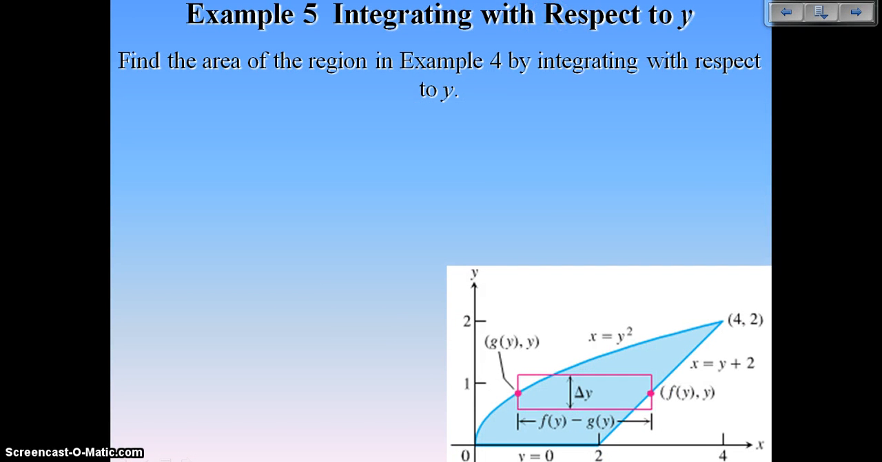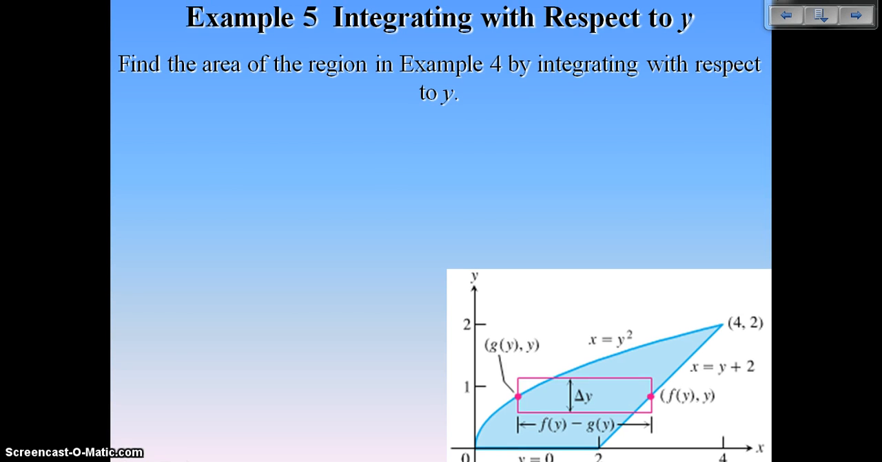Alright, let's go back and let's rework that last problem. This time, integrating with respect to y instead of x. Now, when we're doing it this way, we're not looking at up and down on the box, we're looking left to right. And then if you look, the leftmost function is always radical x. The rightmost function is always the x minus 2.